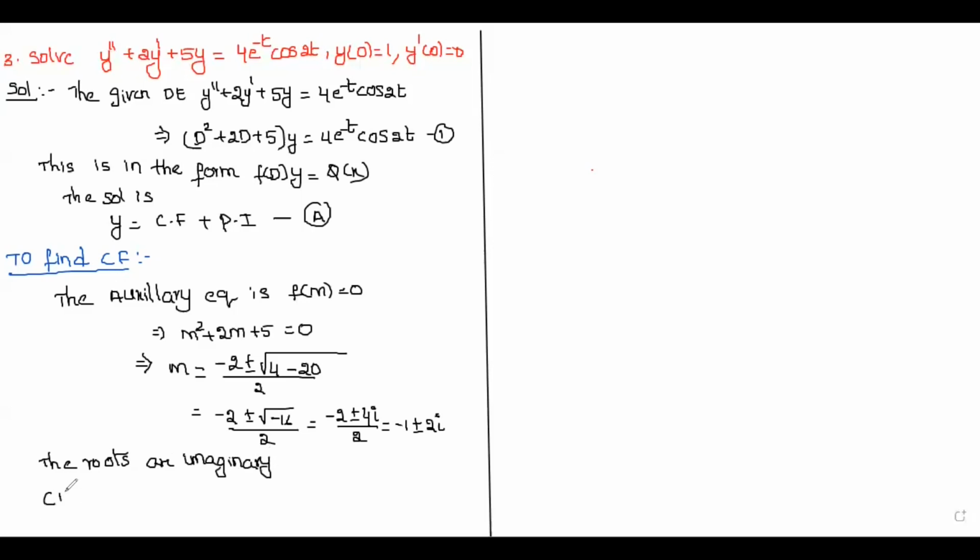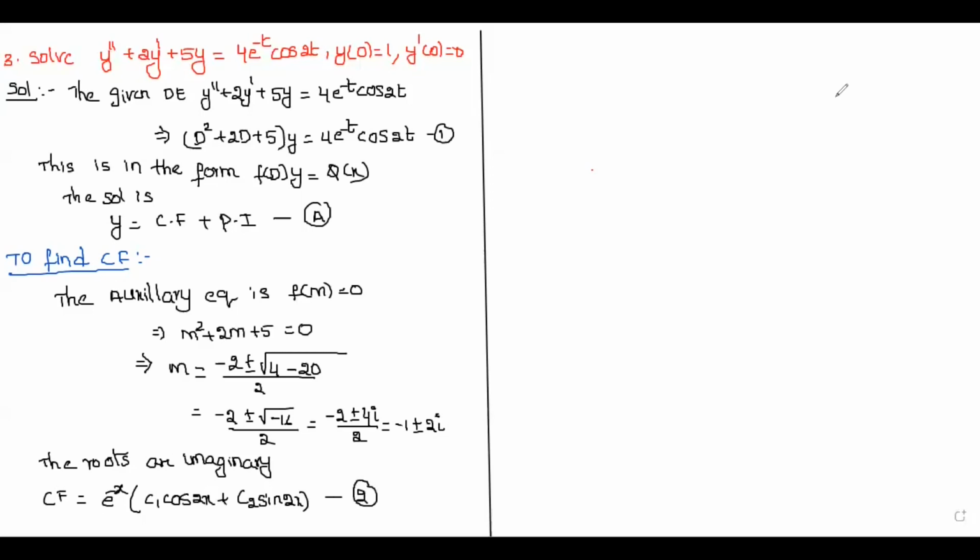Therefore the complementary function is given by e power alpha x, which is nothing but e power minus x, into c1 cos beta x, which is nothing but cos 2x, plus c2 sin beta x, which is nothing but sin 2x. So this is nothing but our complementary function.